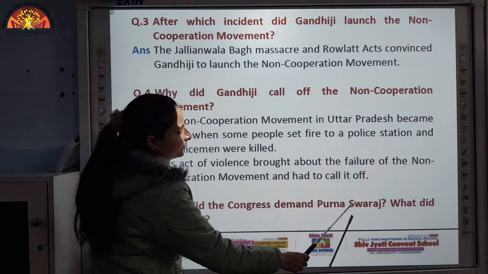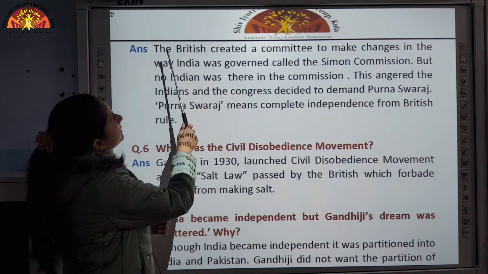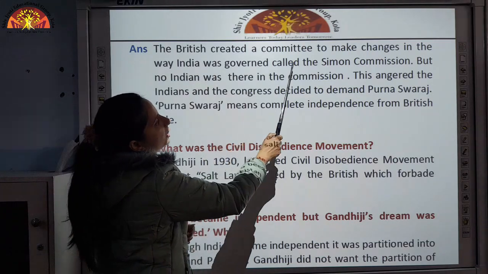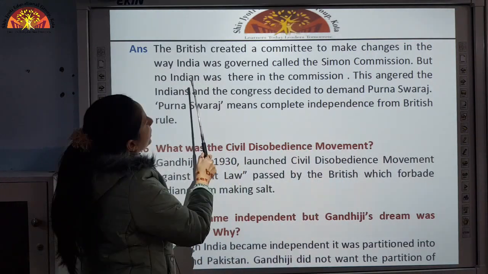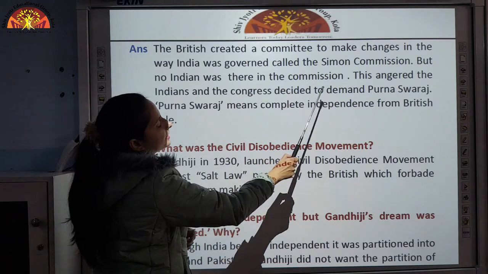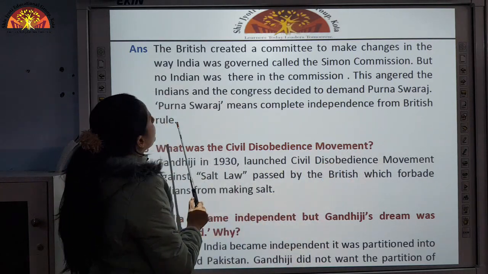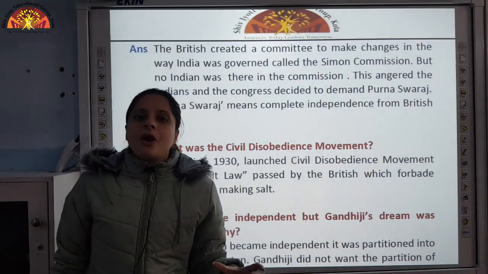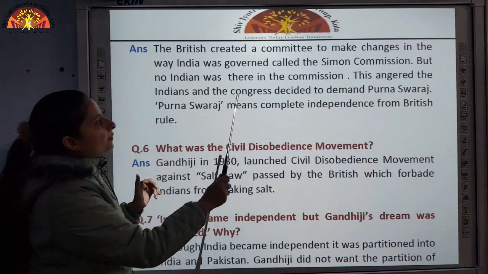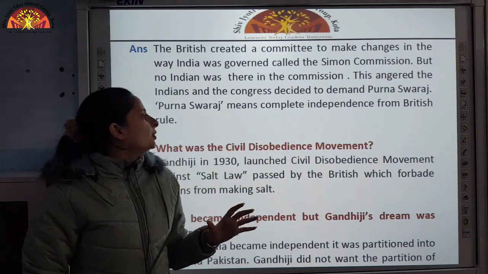When did the Congress demand Puna Swaraj? What did this mean? Puna Swaraj, I told you, it means complete independence. The British created a committee to make changes in the way India was governed, called the Simon Commission. But no Indian was there in the commission. This angered the Indians and the Congress decided to demand Puna Swaraj. Puna Swaraj means complete independence from British rule. Now, when the Simon Commission was formed, there was no Indian included in the commission, which angered the Indians, and the Congress at that time demanded Puna Swaraj, which means complete independence from the British rule.